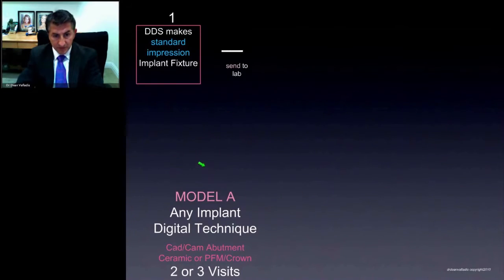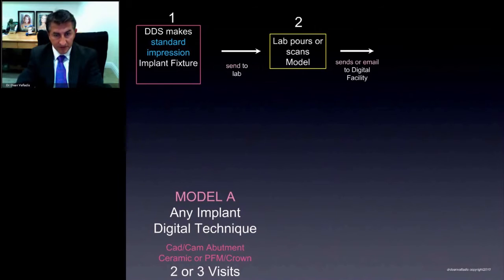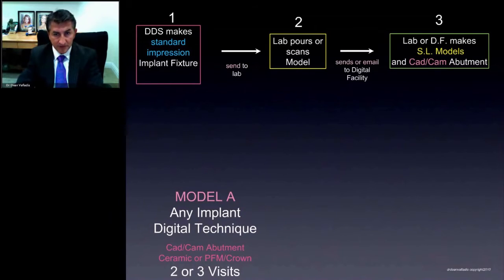Just wanted to go through the models of implant impressioning. We're going to talk about implants in a second. So the first way is to make a regular standard impression fixture with any implant. If you send that to the lab, they can pour the model, then it can digitally send that file, and they can scan it if they have a scanner to a digital file, an STL. They can make the SLA model. So the digital facility will make the SLA model and the CAD/CAM abutment.